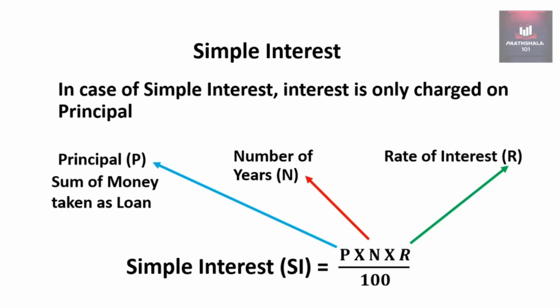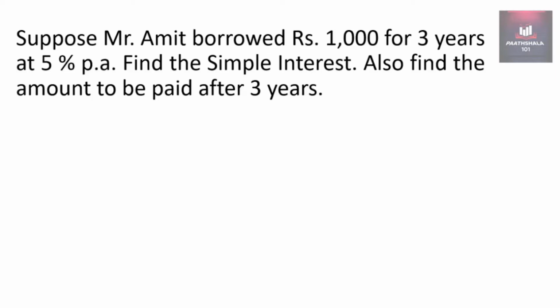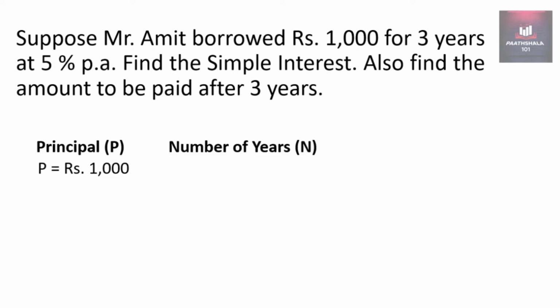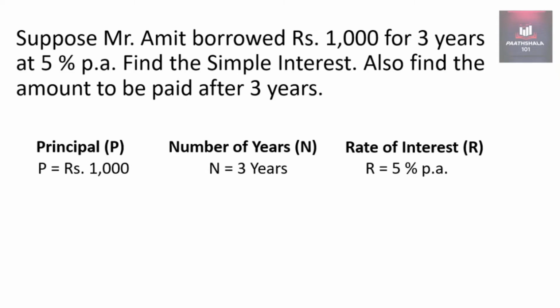Now let's understand this with the help of an example. Suppose Mr. Amit borrowed rupees 1000 for 3 years at 5% per annum. Find the simple interest. Also find the amount to be paid after 3 years. Now let's identify the data given in the sum. Principal is rupees 1000. Number of years is 3 years. Rate of interest is 5% per annum.